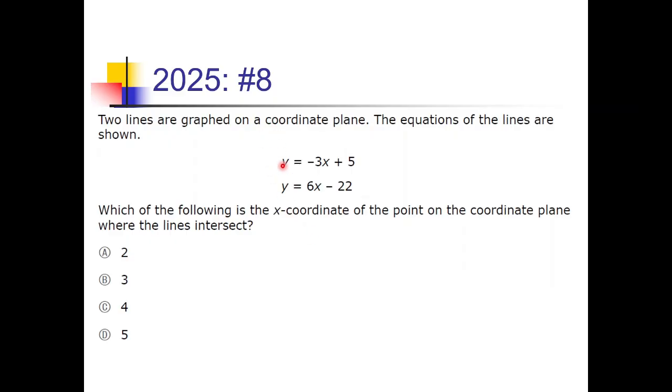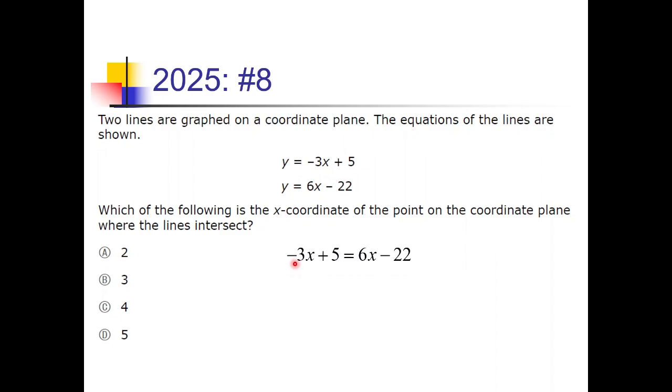Since we have y isolated in both equations, we can just take one of these y's and replace it with the stuff that the other y equals. So, for example, I could swap out this y down here with negative 3x plus 5.